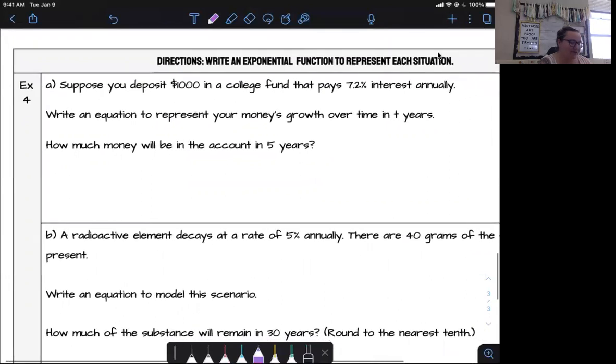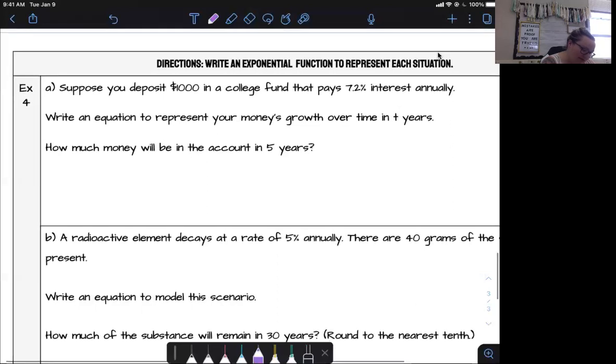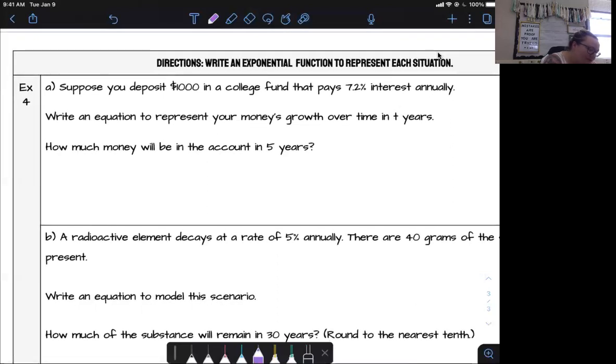Suppose you deposit $1,000 in a college fund that pays 7.2% interest annually. Write an equation to represent your money's growth over time in t years. How much money will be in the account in 5 years? So we're talking about investing money in a college fund that's paying 7.2% interest annually.